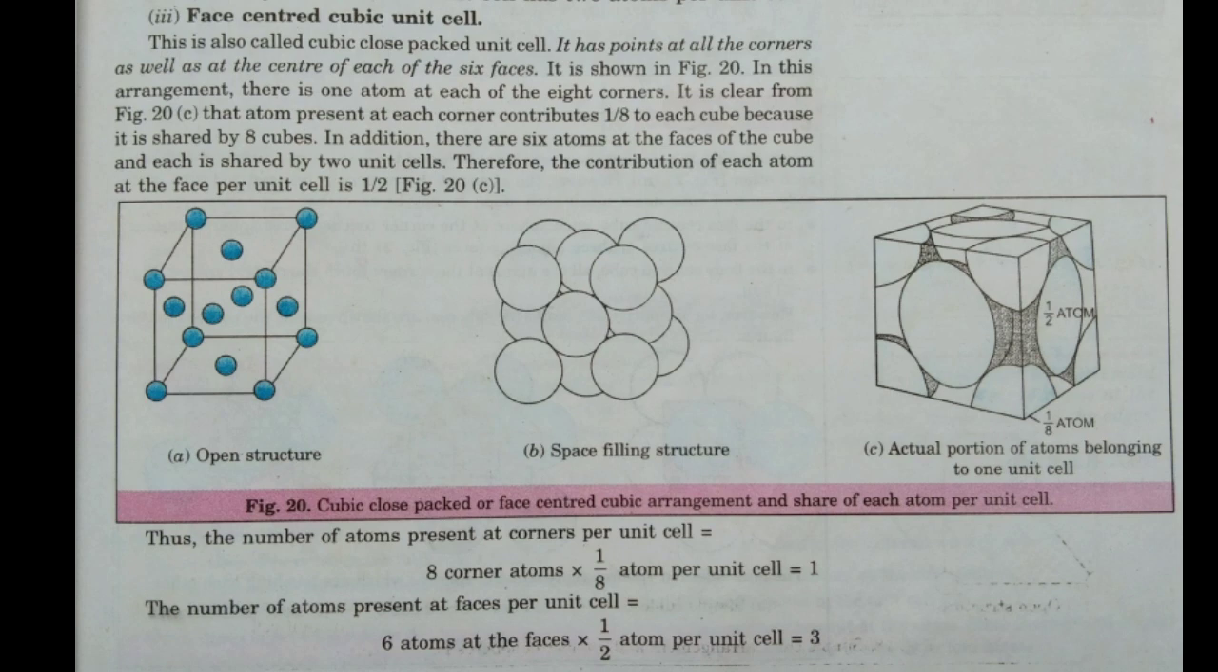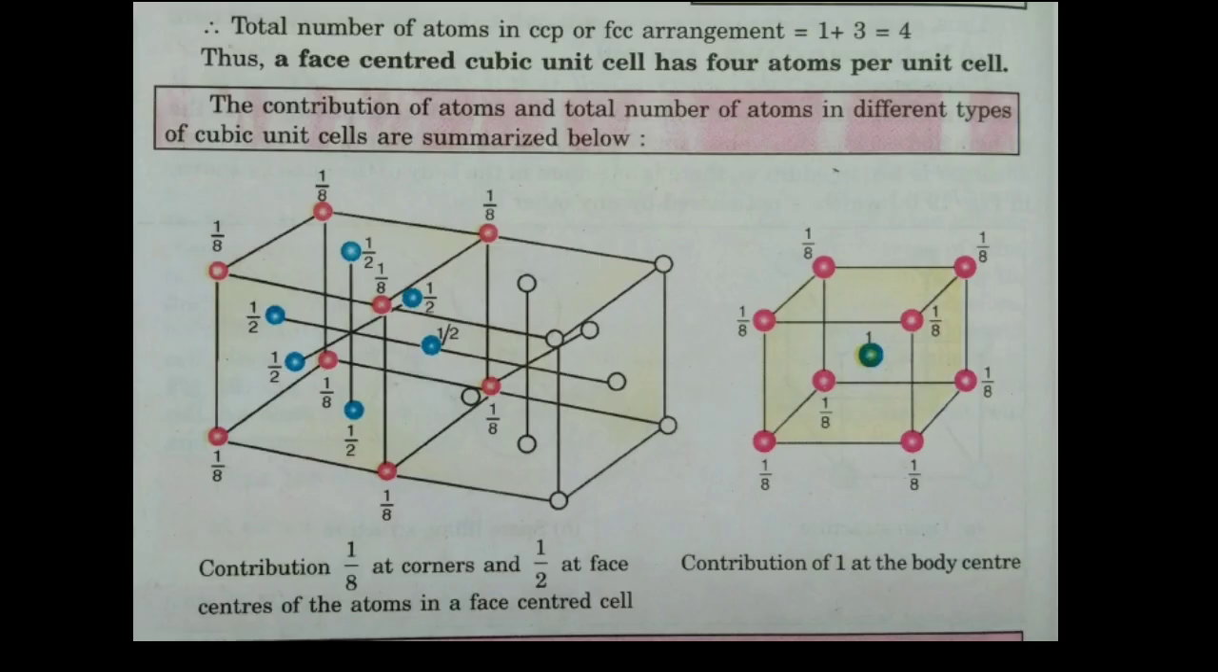Thus, the number of atoms present at corners per unit cell is equal to 8 corner atoms into 1 by 8 atom per unit cell, which is equal to 1. Then the number of atoms present at faces per unit cell is equal to 6 atoms at the faces into 1 by 2 atom per unit cell, which is equal to 3. Therefore, the total number of atoms in CCP or FCC arrangement is equal to 1 plus 3, which is equal to 4. Thus, a face-centered cubic unit cell has 4 atoms per unit cell.